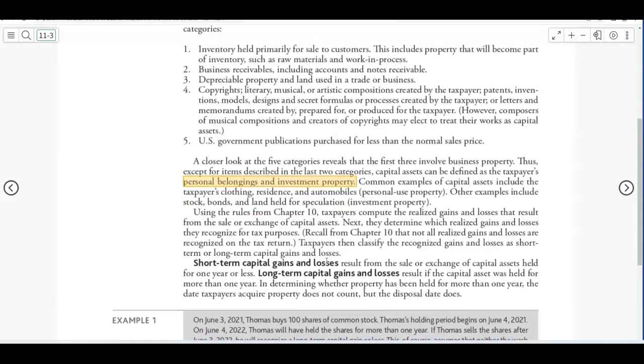So short-term capital gains and losses result from sale or exchange of capital assets held for 1 year or less. If you hold it for more than 1 year, then it ends up to be long-term capital gain. Long-term capital gain has lower and more favorable taxes. Okay?